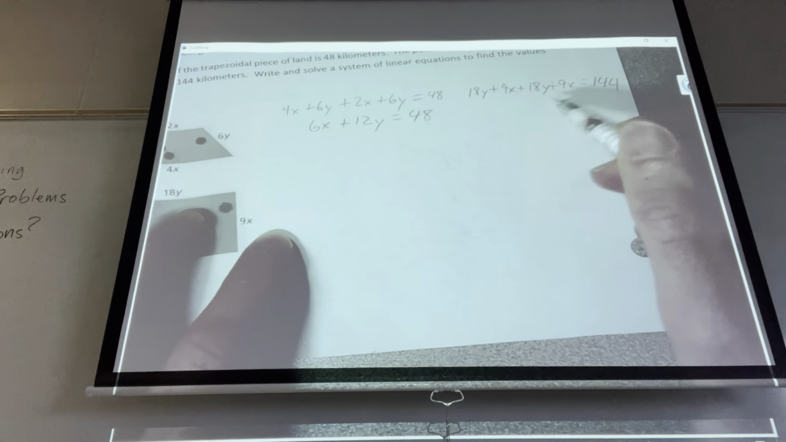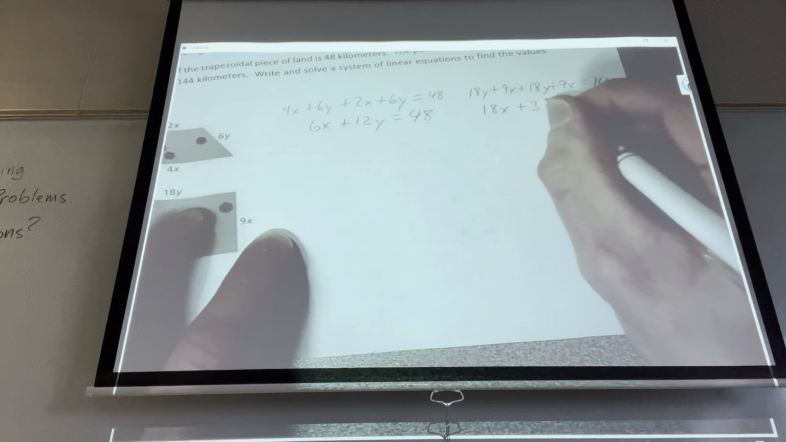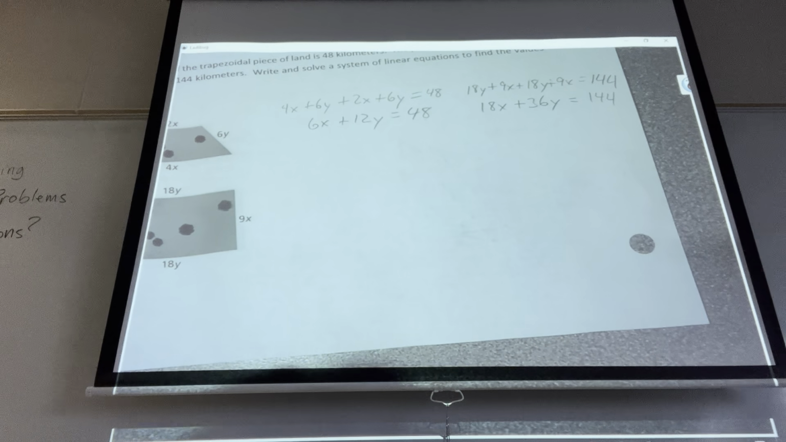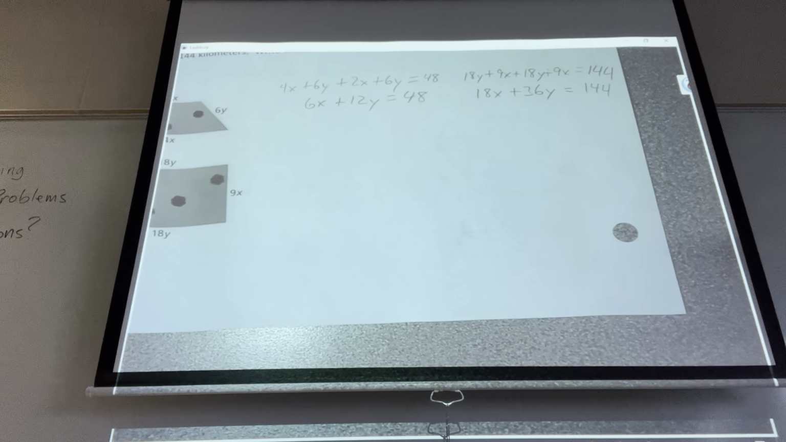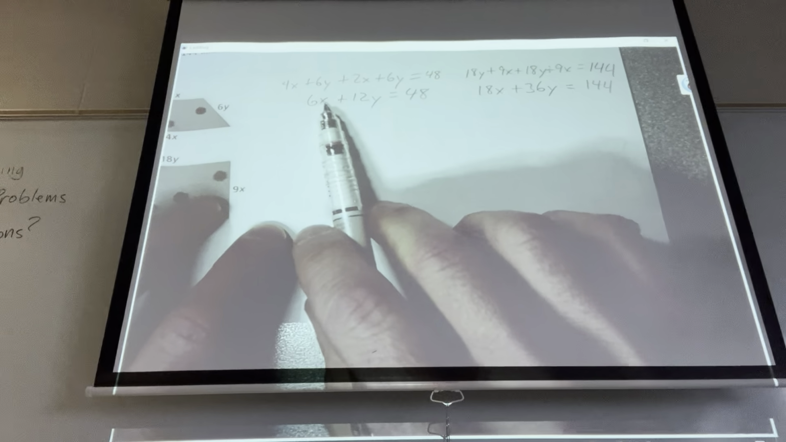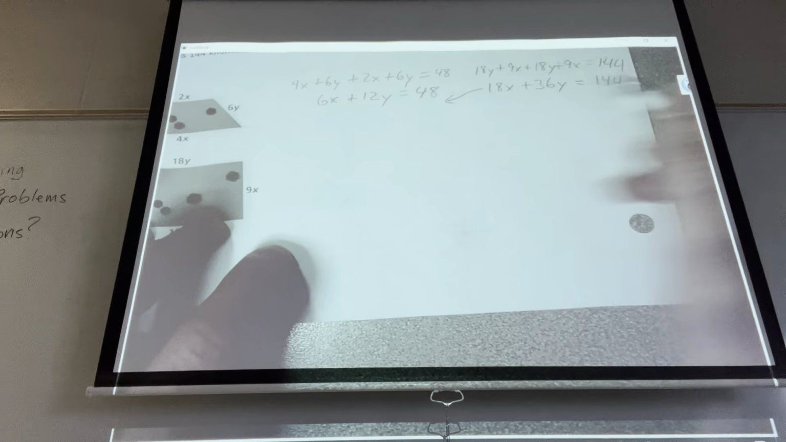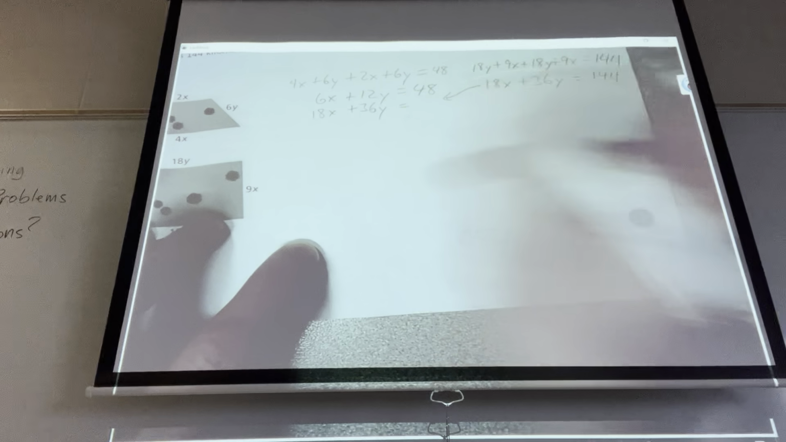Back over here, how many x's? 18 x's and 36y's. Class, would you use substitution here, or would you use elimination? Elimination. Yeah, I'm with you on that. I think we could probably pretty easily get this x by itself, and it would actually work out nice. But I would probably do elimination. So I'm going to write 18x plus 36y equals 144.